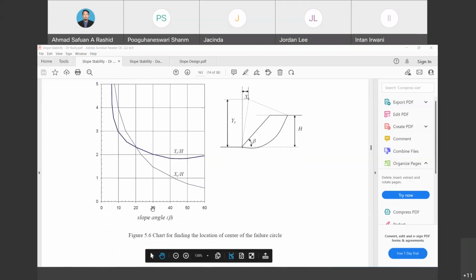So let's say the angle of the slope is 30, and then we know the height of the slope. For 30, the point where we meet the curve of XC over H has a value of around 1.5. So 1.5 is the XC over H for the angle of 30. Then YC over H is equal to 2.